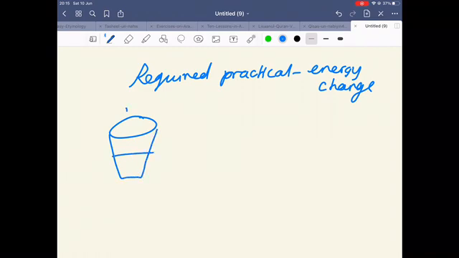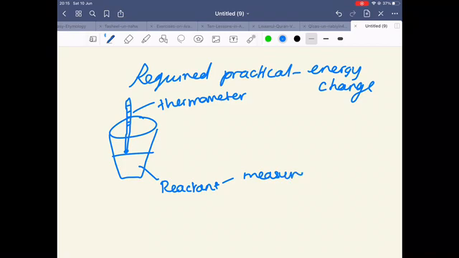So I'm just going to use a diagram to show what we did. We used a thermometer to record the temperature at the start of a reactant. We noted this down. And then after we added our second reactant, we measured the temperature at regular intervals and noted this down. So first thing we did was measure the initial temperature.